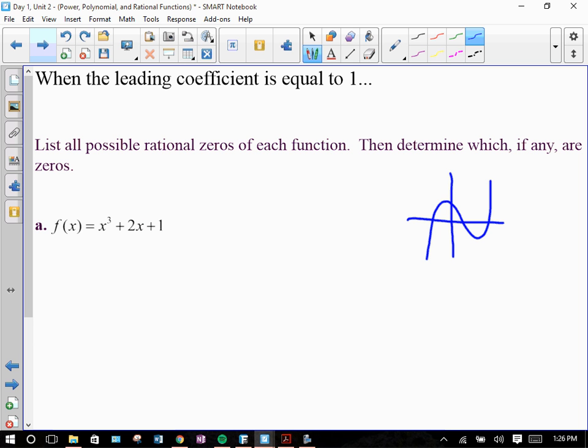But what we do know, because of this theorem, is this function x cubed plus 2x plus 1. Are all the coefficients integers? Yes. There's no decimals or fractions. Is there a constant? Yes. Okay. That means I can use the rational zero theorem. What the rational zero theorem is going to help me do is find out where might this function cross the graph. Where might this function cross the x-axis?